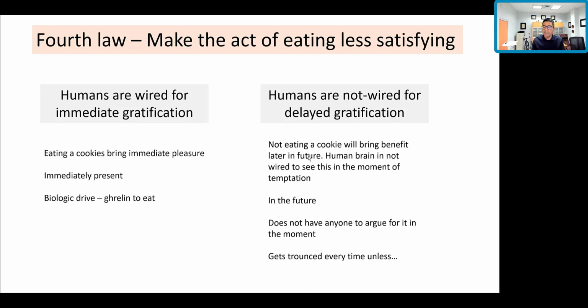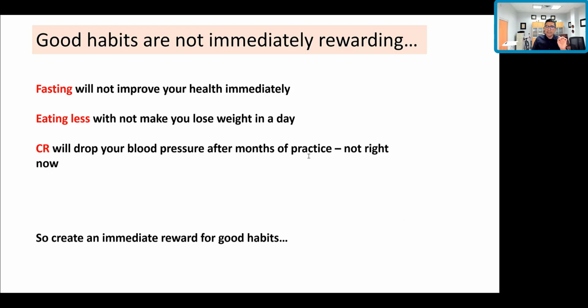So what I want to do is to give you a strategy. Just to tell you that good habits are not immediately rewarding. Fasting will not improve your health overnight. It may take several weeks. Eating less will not make you lose weight in a day. It may take several months. Calorie restriction will not drop your blood pressure right away. It may take months of practice.